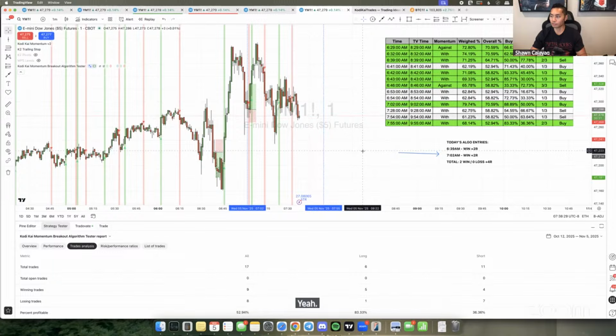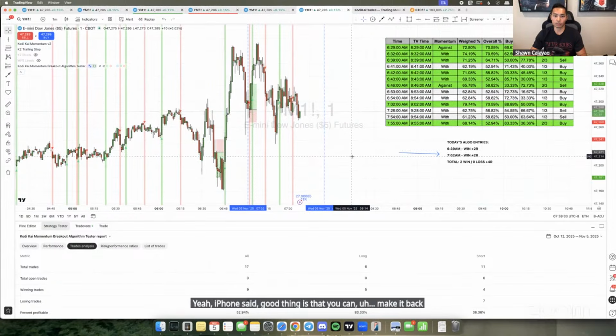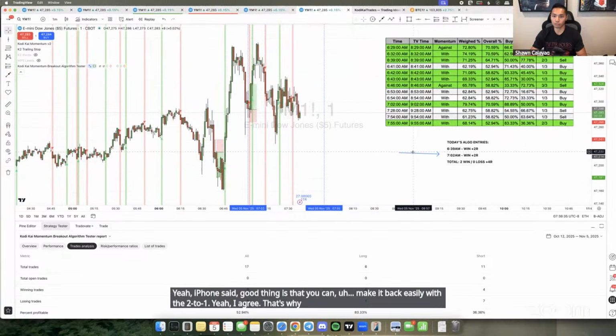Yeah, iPhone said good thing is that you can make it back easily with the 2 to 1. Yeah, I agree. That's why I stick to the 2 to 1s because it's just easier. You take a loss, you take a win. If you have two back-to-back wins, you're basically up 3R from there. So it helps a lot.